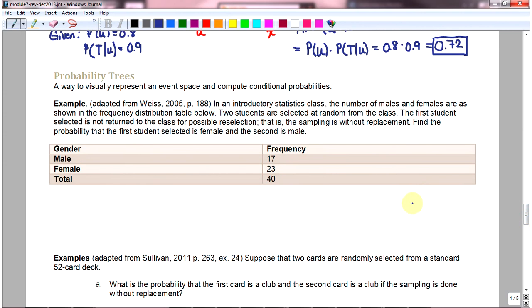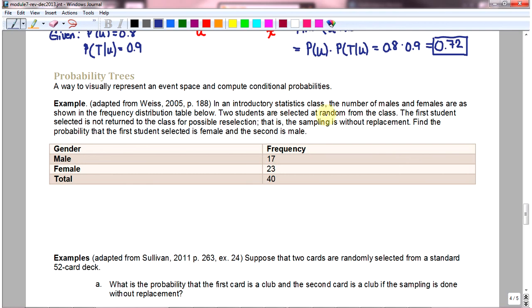Okay, next we want to look at creating probability trees. Probability trees give us a way to visually represent an event space and compute conditional probabilities. So for this example, in an introductory statistics class, the number of males and females are as shown in the frequency distribution table below. Okay, so we see that there are 17 males and 23 females in this stat class.